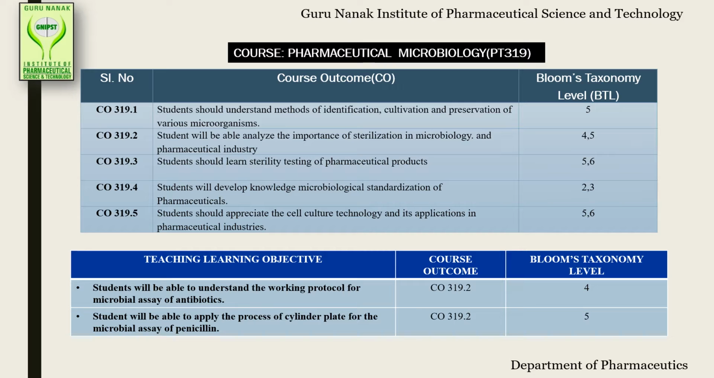Here is a demonstration of the different course outcomes of this subject. This subject meets 5 course outcomes and module number 2 is mainly meeting course outcome number 2, which says that the student will be able to analyze the importance of sterilization in microbiology and the pharmaceutical industry. This course outcome meets Bloom's taxonomy level 4 and 5.